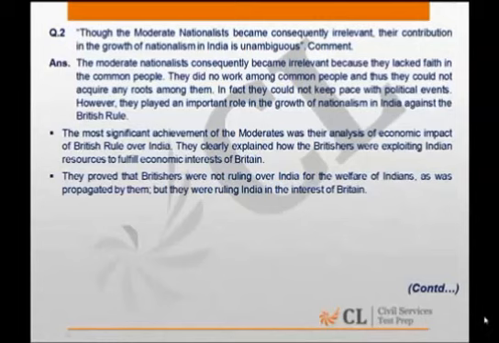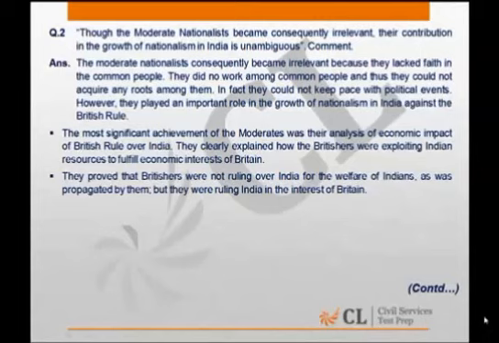So why did the moderate nationalists become irrelevant? Because they could not produce a mass leader. First of all, they could not connect with Indian people, and they could not propagate their movement into the roots of the rural Indian system. These were some major failures. Still, we cannot deny that the contribution given by them was unambiguous.